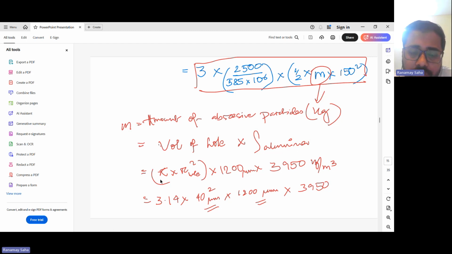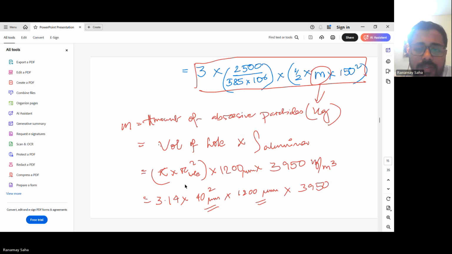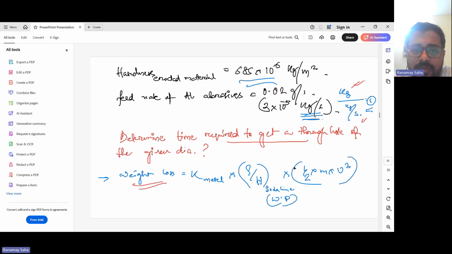The volume of the hole you can find out by multiplying the area into the depth of the hole. Here pi r square is the circular area of the hole, multiplied by 1200 microns, because 1200 microns is the depth to be carved out in the glass specimen. So 1.2 millimeters is around 1200 microns, right? The density of alumina is also given in your question. It is 3950 kg per meter cube.